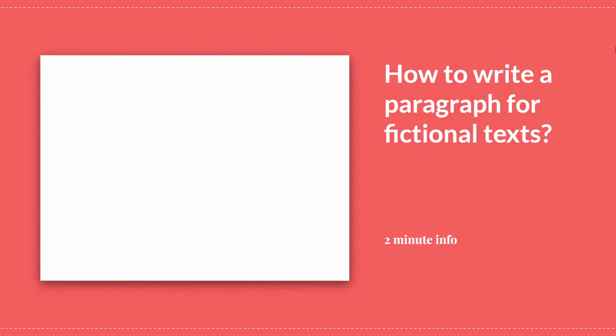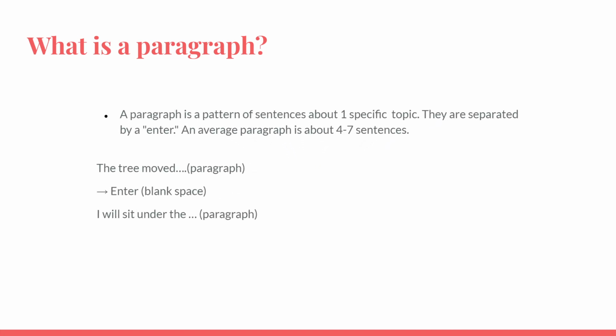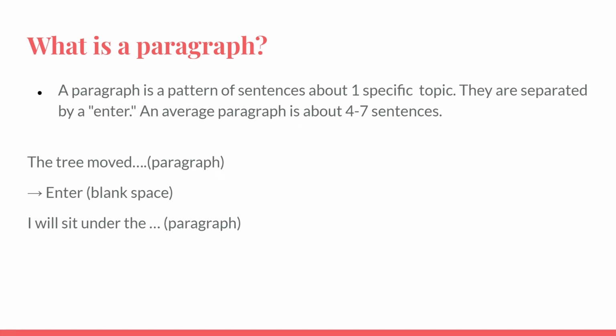In today's video, we're going to be discussing how to write a paragraph for fictional text. So let's begin. Now, when you have a fictional text, you want to think about the paragraph, as you can see from the topic. Now, the first question that comes to your mind is what is exactly a paragraph? A paragraph is a pattern of sentences about one specific topic. Now these are separated by an enter. Now an average paragraph is about 4 to 7 sentences.